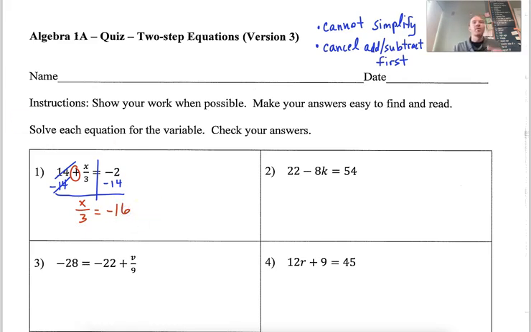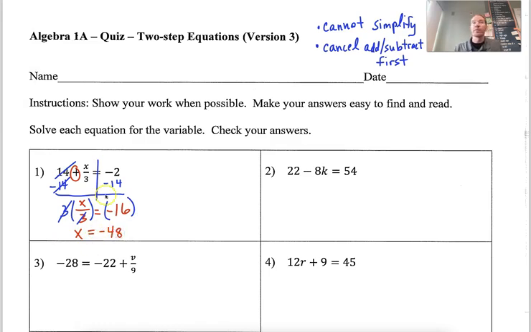Okay. So I could have, well, I'll just keep going for now. But so now I'm going to cancel the division. So dividing by 3, I'm going to cancel that by multiplying by 3 and then balance my equation. And we'll get here x equals negative 48.